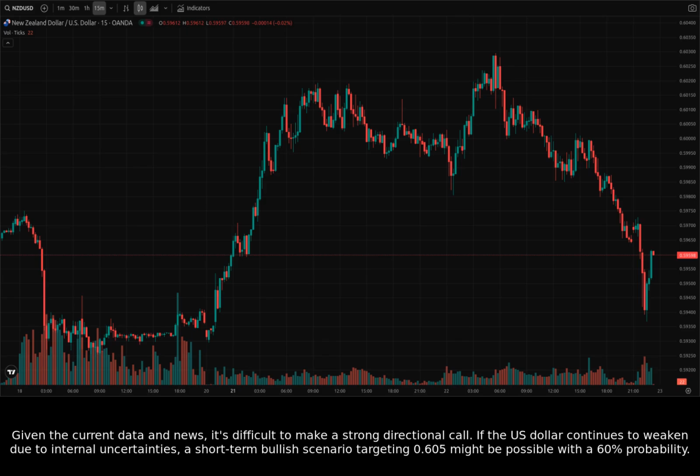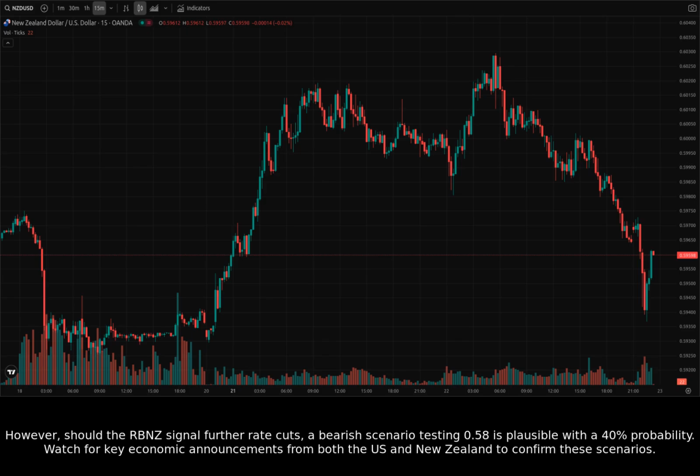If the US dollar continues to weaken due to internal uncertainties, a short-term bullish scenario targeting 0.605 might be possible with a 60% probability. However, should the RBNZ signal further rate cuts, a bearish scenario testing 0.58 is plausible with a 40% probability. Watch for key economic announcements from both the US and New Zealand to confirm these scenarios.